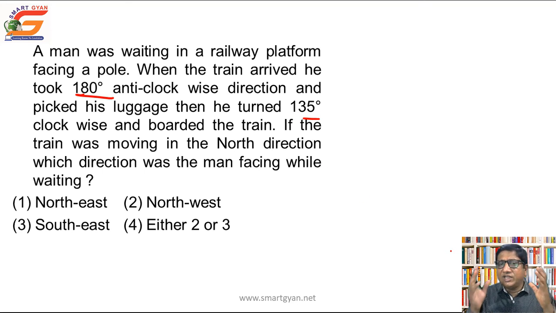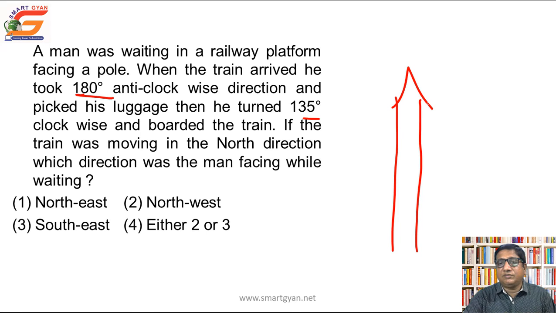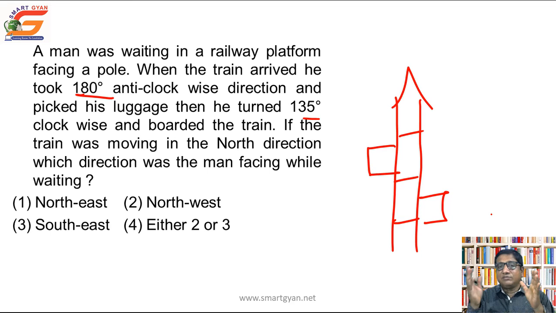And finally, it is given that train is moving in the north direction. When train is moving in the north direction, this is the face of the train. The doors are open towards east and west. One can board either way because it has not been specified which side is platform. So, one can board either way, either facing east or facing west. So, what is the position? He was facing pole. This is a tricky question. There is no face of a pole.